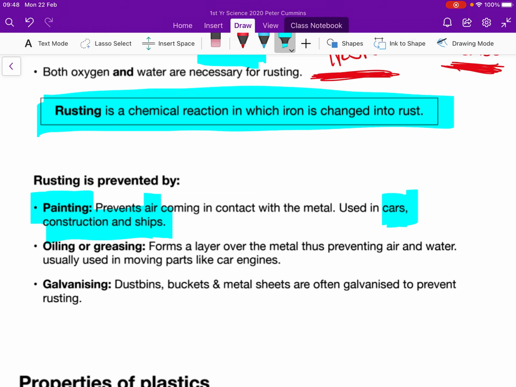One thing you can do to your chain, if you don't want to paint it, to stop it from rusting is oil it, a bit of oil, a bit of grease. What that'll do is stop air and water getting at your metal, stopping it from rusting.